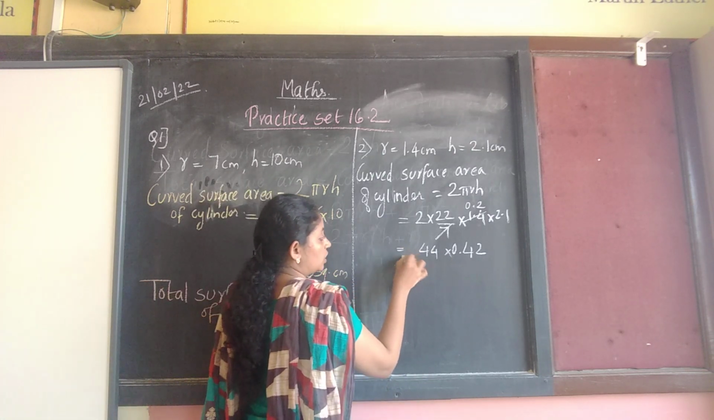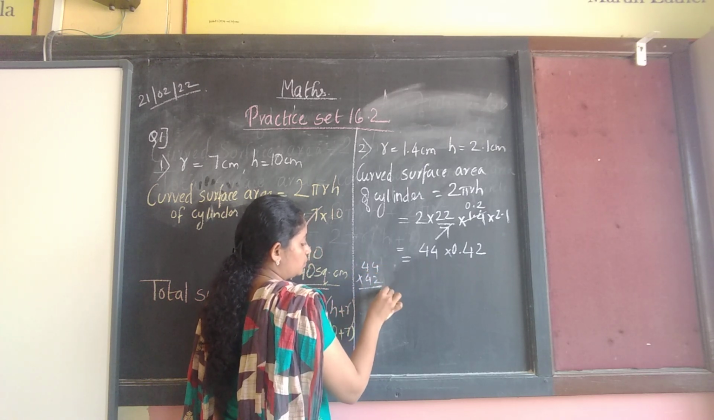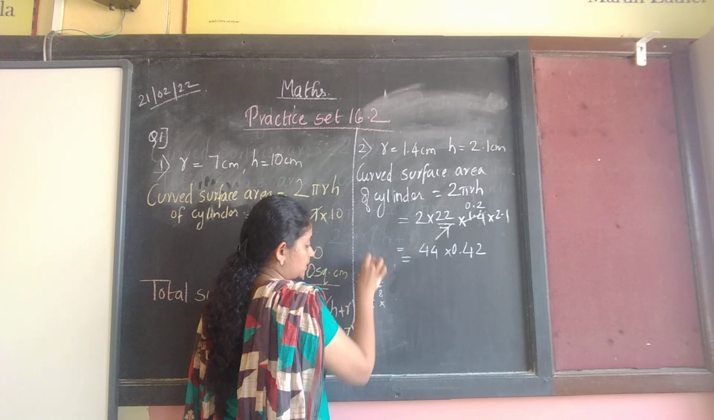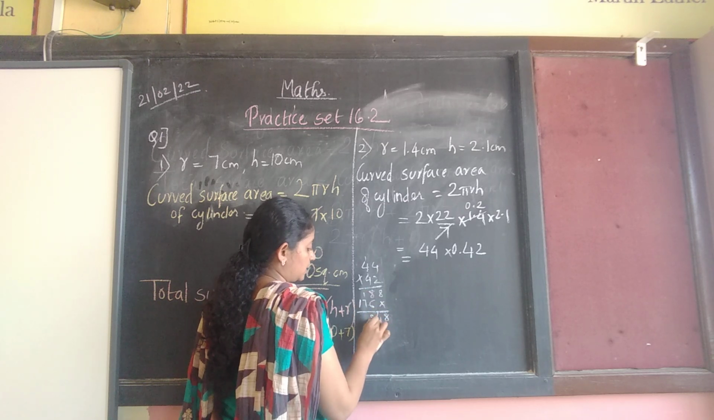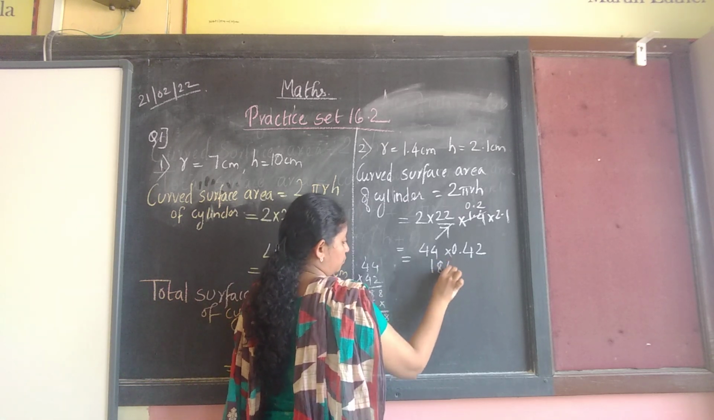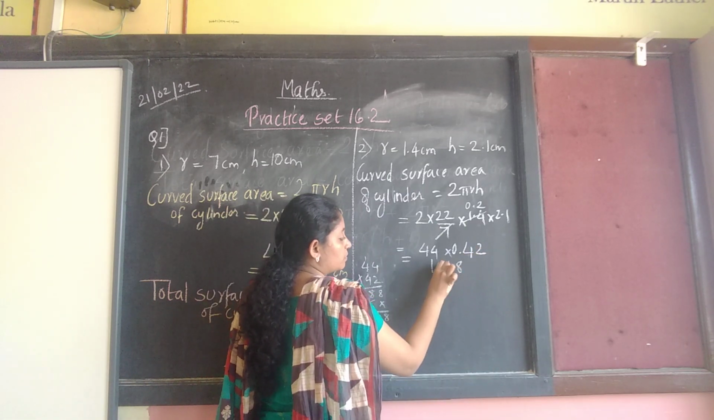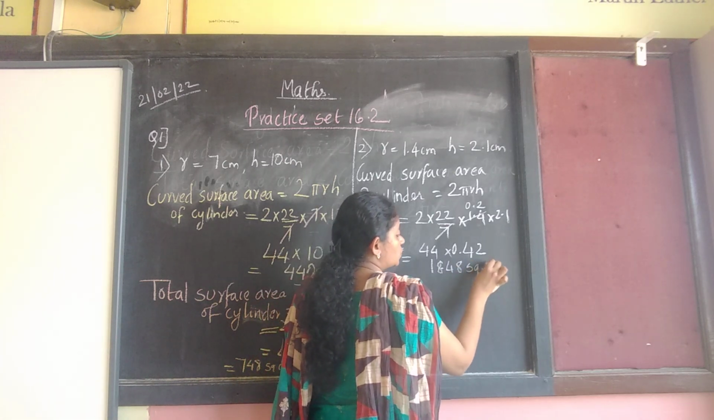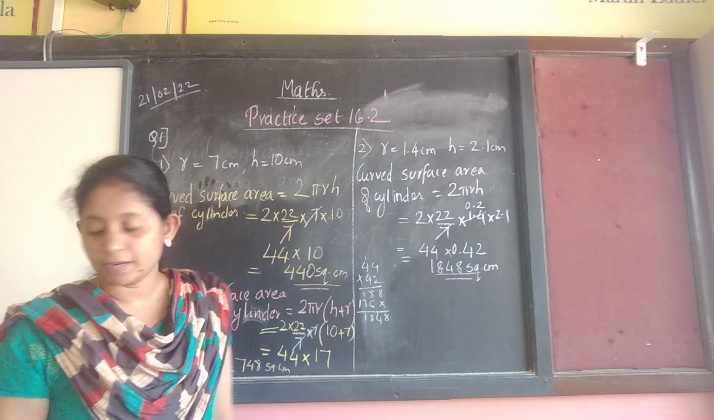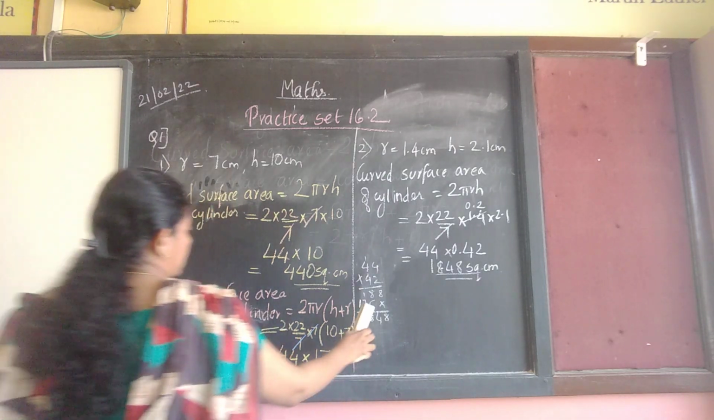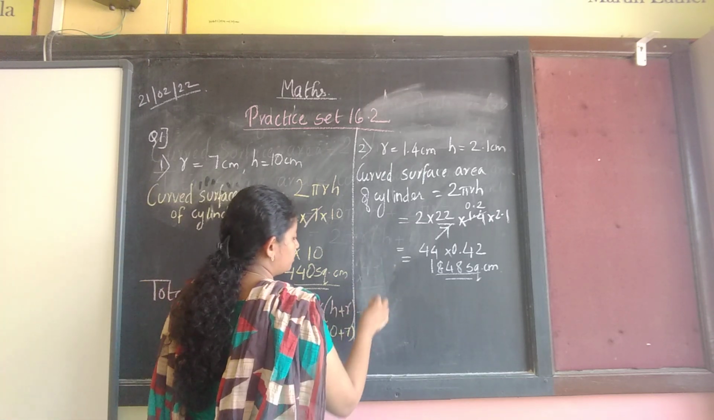So just multiply, how much are you getting? 44 into 42. 4 2s are 8, 4 2s are 8, 4 4s are 16 and so 16, 17. 4, 1, 8. So you are getting 1848. Now decimal point before how many numbers? 1, 2. So before 2 numbers you put the decimal point, and square centimeter. We got the curved surface area. Now we are going to find out the total surface area.